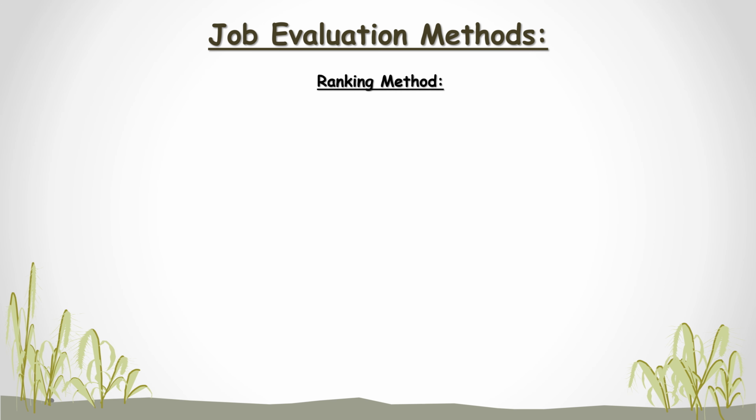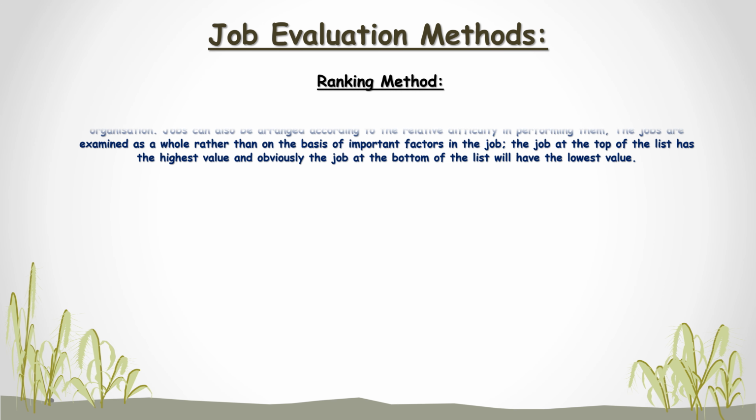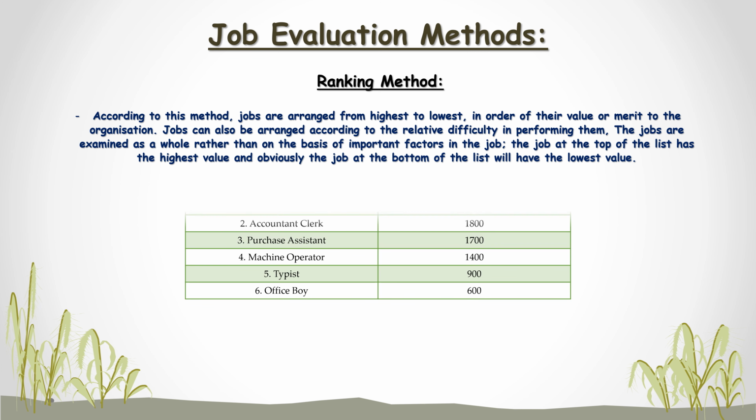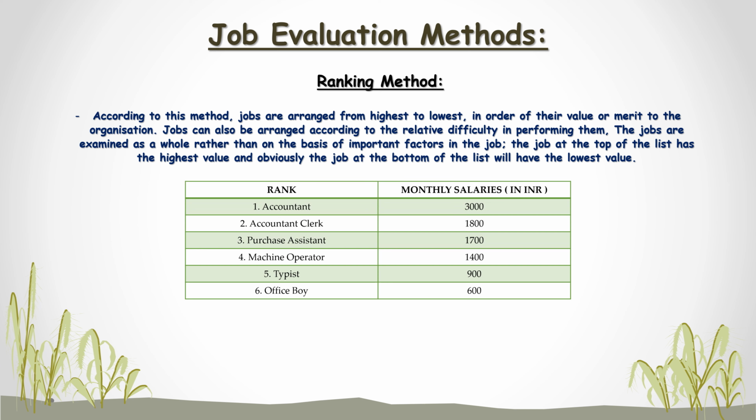Ranking method. According to this method, jobs are arranged from highest to lowest, in order of their value or merit to the organization. Jobs can also be arranged according to the relative difficulty in performing them. The jobs are examined as a whole rather than on the basis of important factors in the job. The job at the top of the list has the highest value and obviously the job at the bottom of the list will have the lowest value.